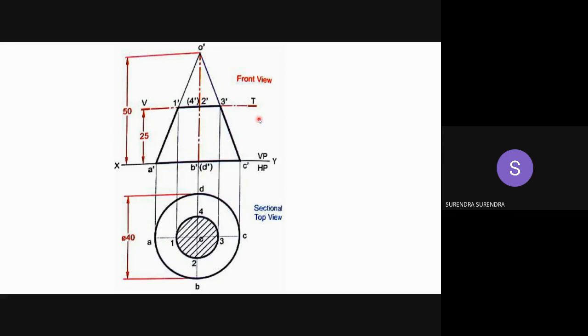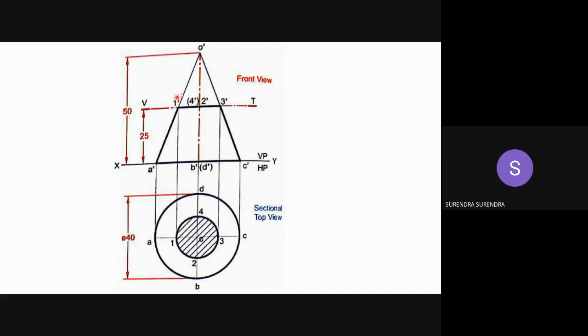Now, the section plane, as it is perpendicular to VP, looks as a line in the front view. So in the front view, 25 mm above the horizontal plane, draw a parallel line. This sectional plane is cutting the generators AO at 1 dash, BO at 2 dash, CO at 3 dash, and DO at 4 dash. As DO is a hidden line, 4 dash is also a hidden point in the front view.